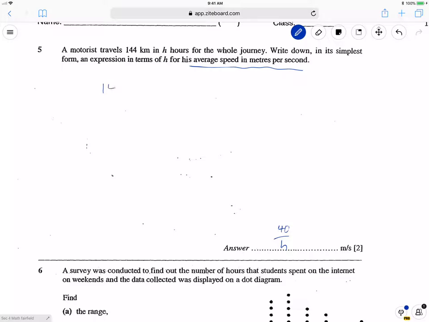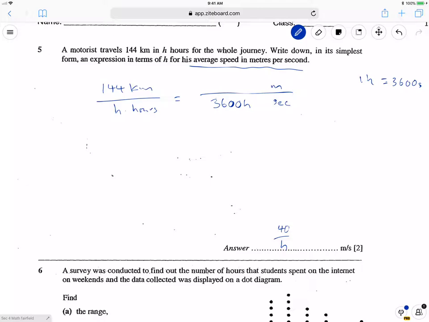So this is 144 km in H hours. Right, so remember if you need to convert to meters per second, the top has to be meters, then the bottom has to be seconds. So H hours, 1 hour is how many seconds? 1 hour is 3,600 seconds. Why? Because it is 60 minutes, and every 1 minute is 60 seconds. So it takes 60 times 60, right? So H hours will be 3,600H seconds.